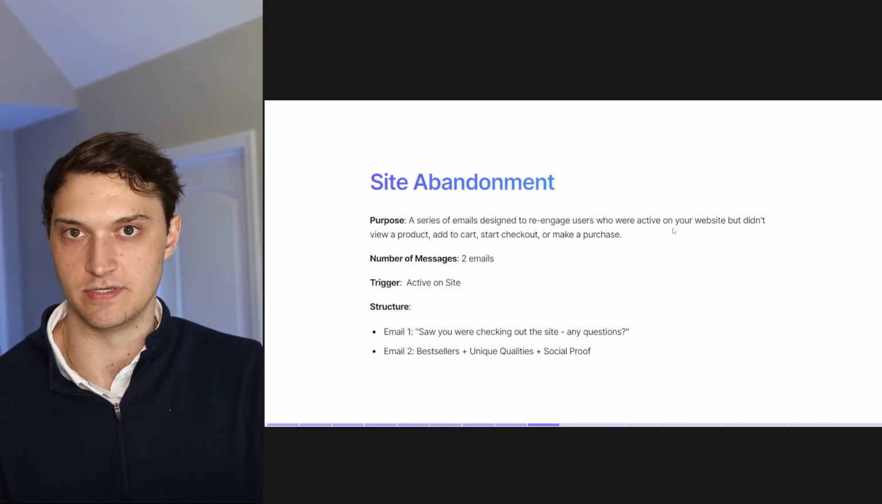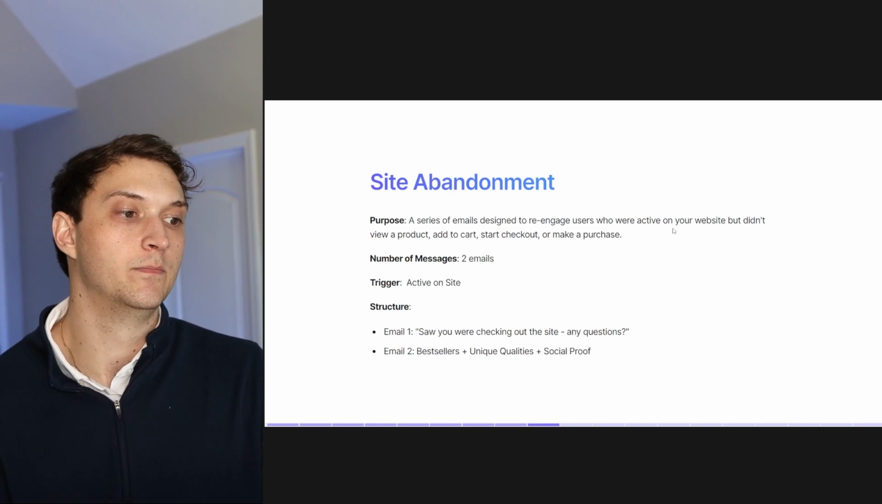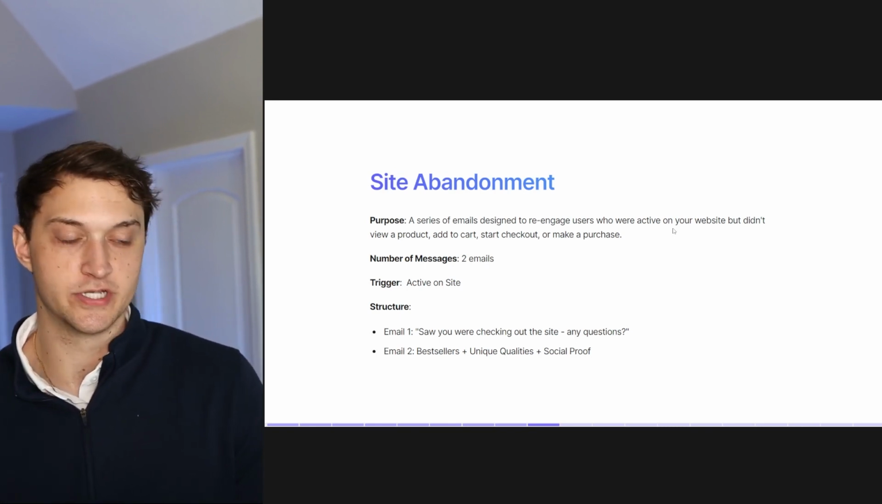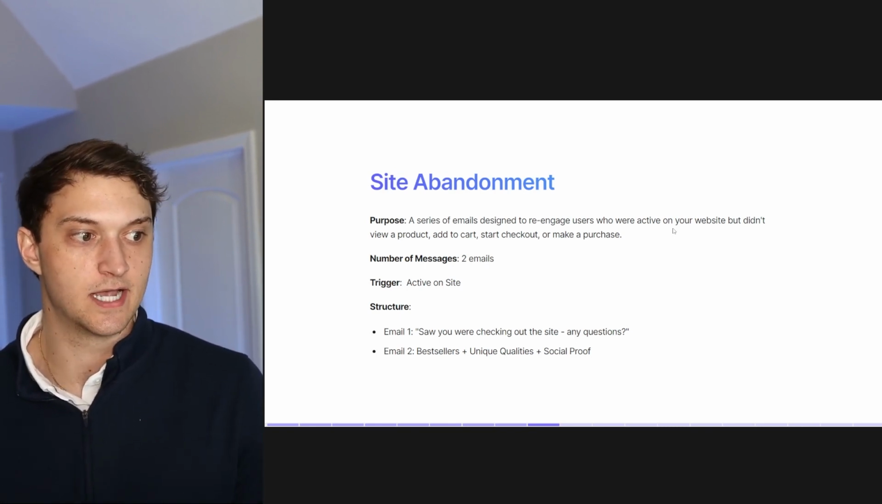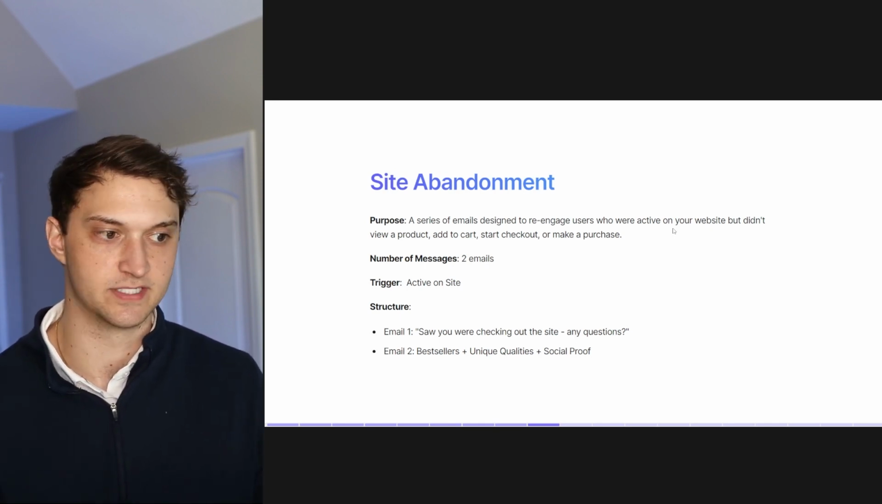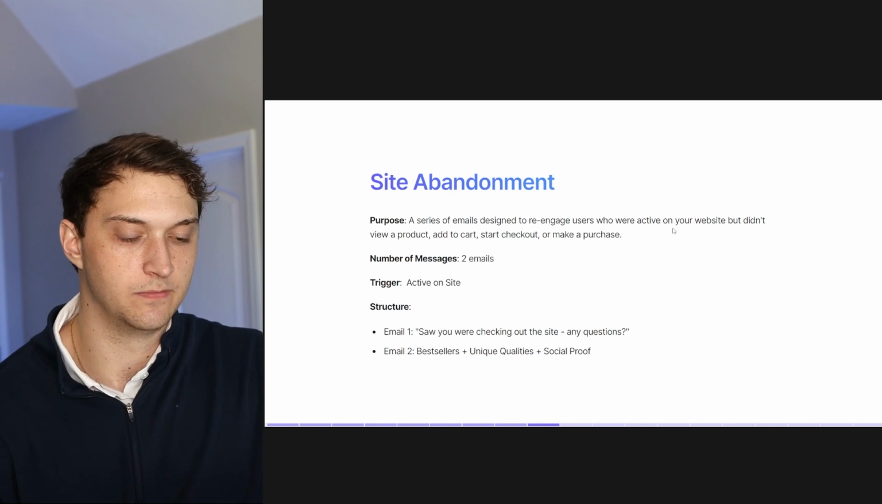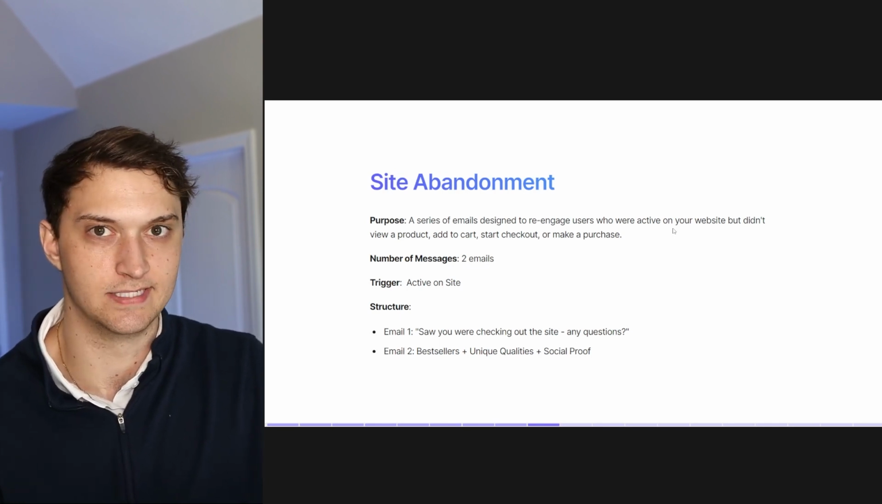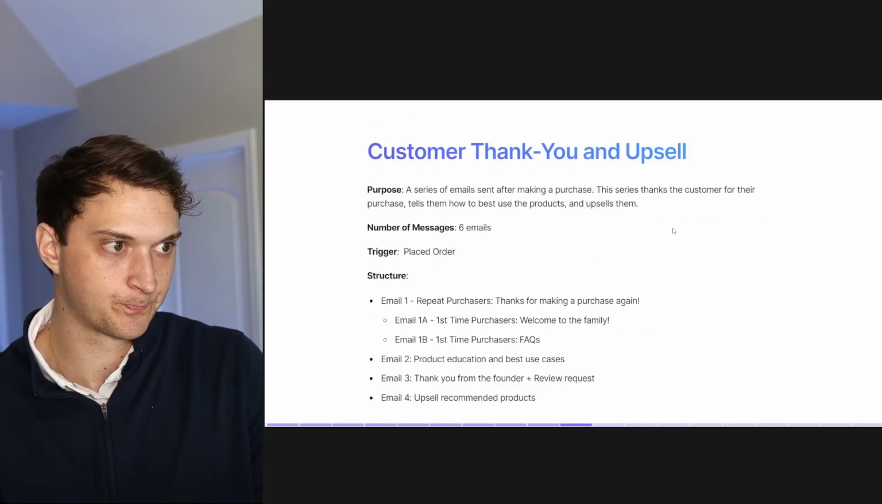And then email 2 is anything you want them to know to make a purchase. So you can talk about bestsellers and unique qualities of your brand, us versus them, social proof, et cetera, et cetera. So it's going to be just telling them information about your brand to get them to make a purchase.